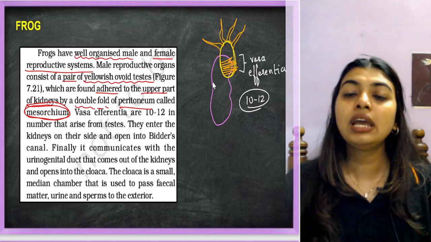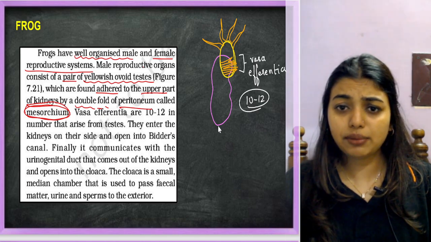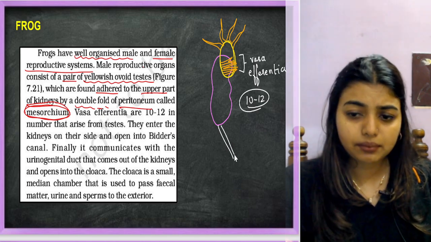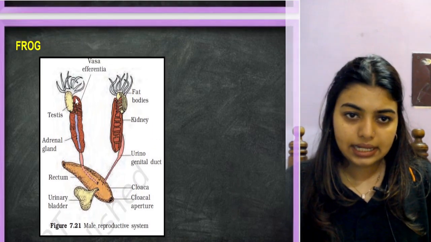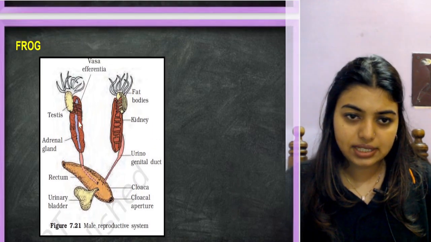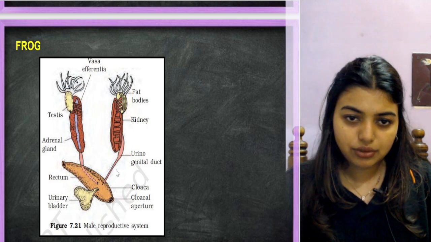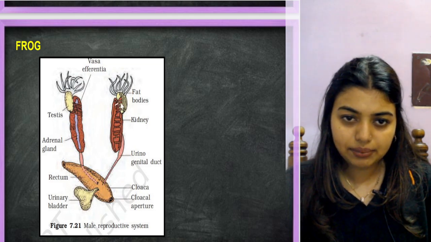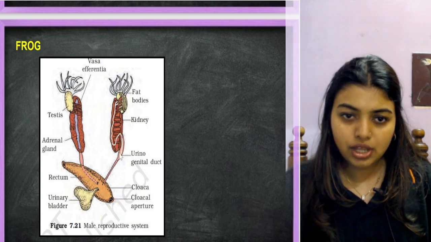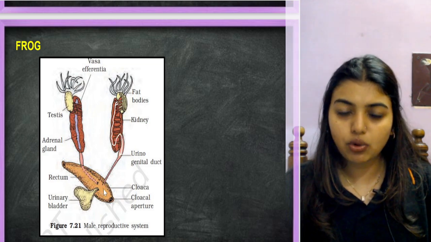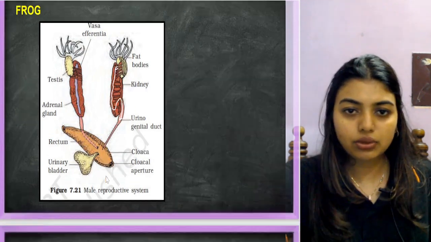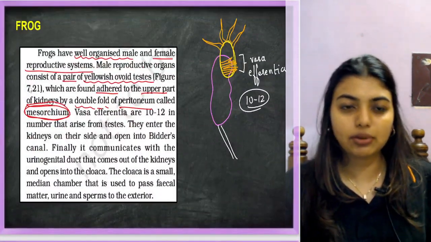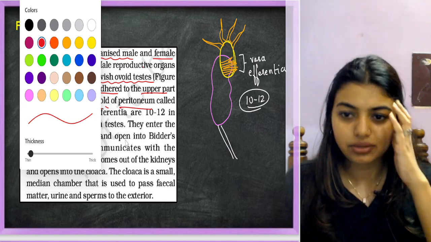Now all of you remember, this is your kidney, and from the kidney the ureter is coming. So now we go to this diagram. See, testis is there, kidney is there, vasa efferentia is there, and then you see the adrenal gland. Now you see the urinogenital duct. From the vasa efferentia, the sperm is going to come all the way into the urinogenital tract and go up to the cloaca. Through the cloacal aperture, it is going to come out. So try to understand, try to relate it.